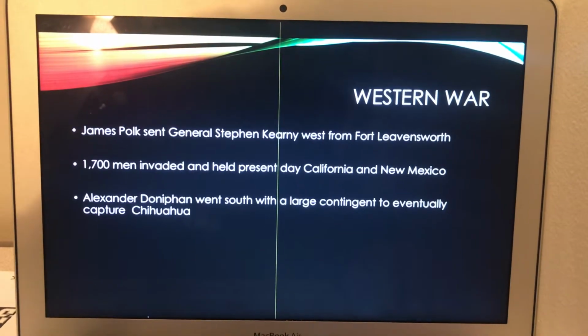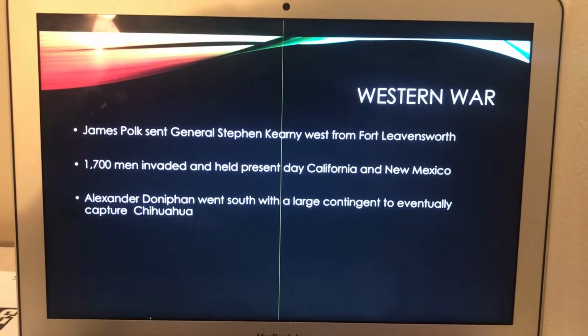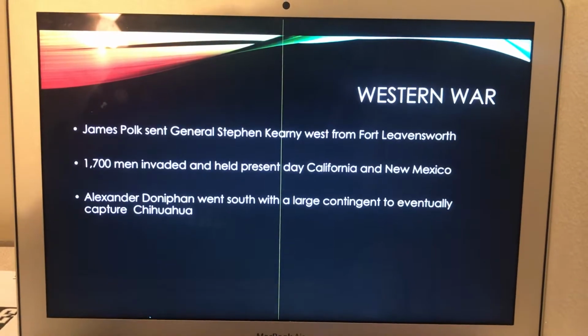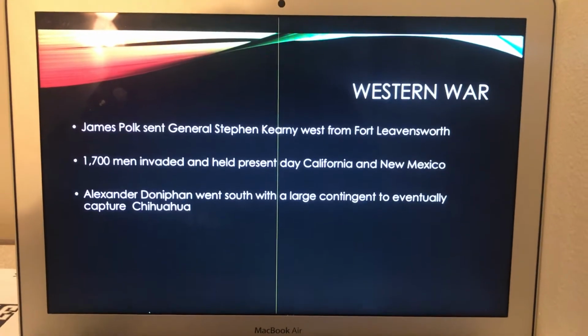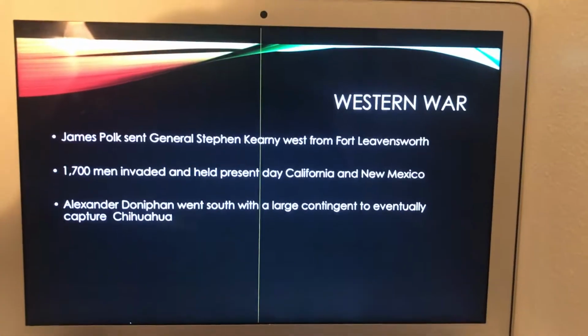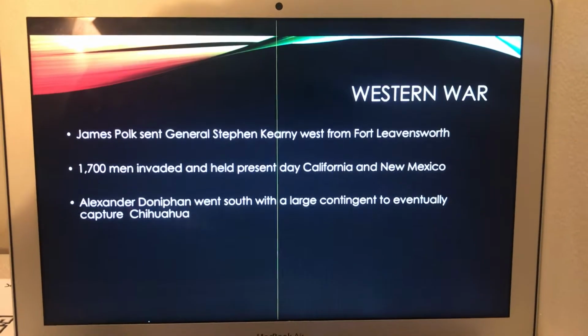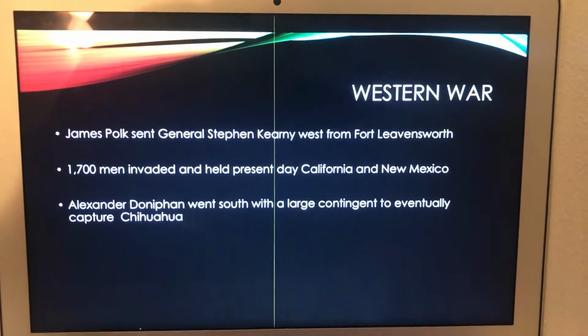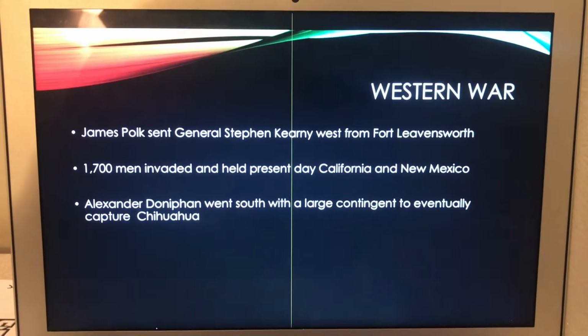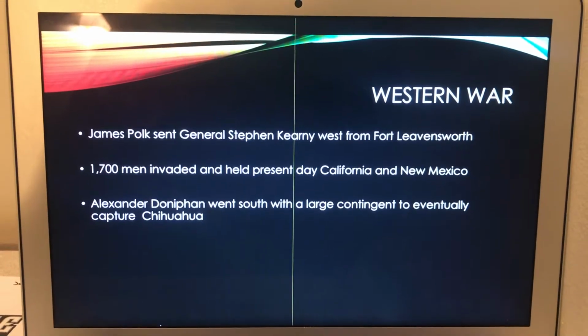James K. Polk sent General Stephen Kearny west from Leavenworth. 1,700 men invaded and held present-day California and New Mexico. While this was going on, Alexander Doniphan went south with a large contingent to eventually capture Chihuahua.